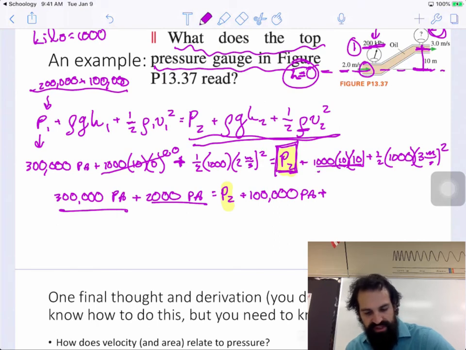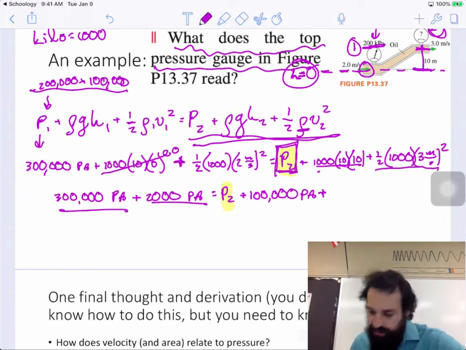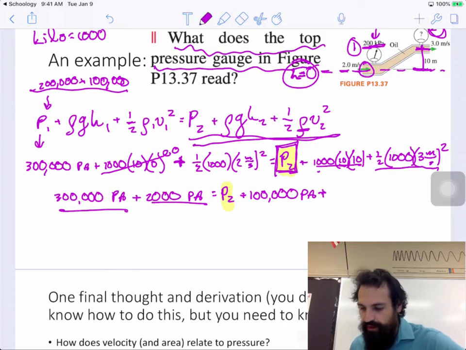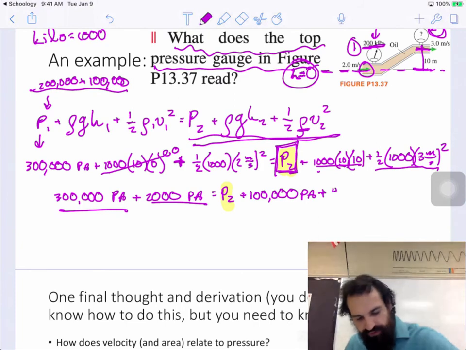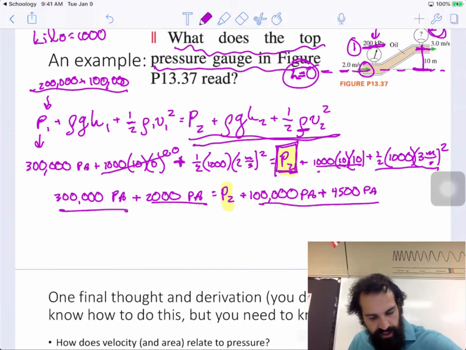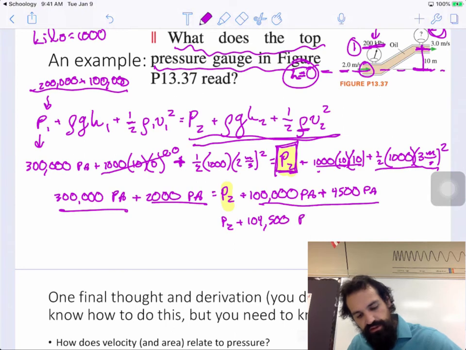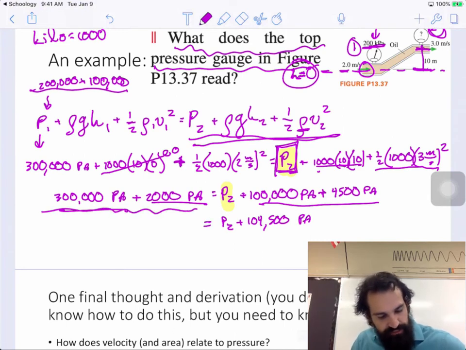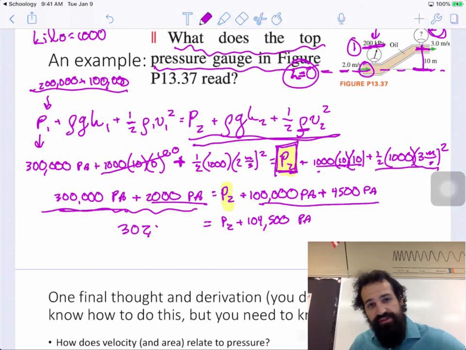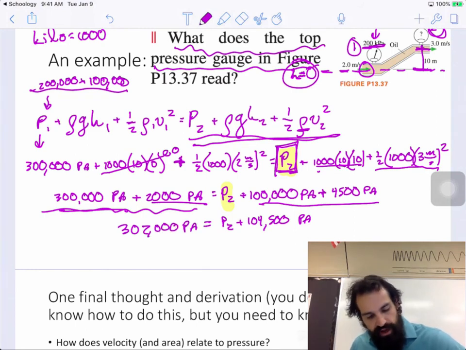But 1,000 times 10 times 10 is going to give us 100,000 pascals. And 1/2 times 1,000 times 3 squared, 9 divided by 2 times 1,000, should equal 4,500 pascals. I'm going to combine these two, and P2 plus 104,500 pascals equals, combining these two, 302,000 pascals. Now, again, we're trying to solve for P2.